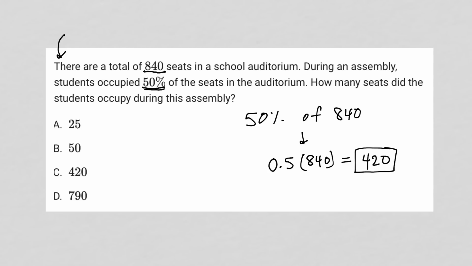Or could have just thought of it as half of 840 is 420, and therefore there are 420 students who are occupying the auditorium during the assembly.